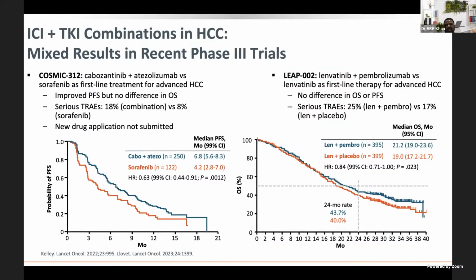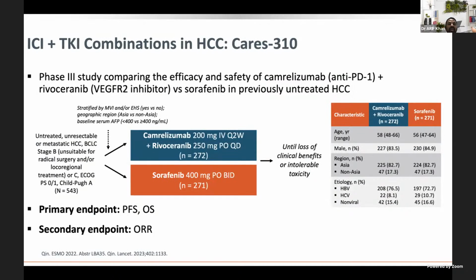And other trials like ICI combined with TKI were also studied. All have proven to be negative. COSMIC-312, Atezolizumab with Cabozantinib, improved the PFS but not the OS. LEAP-002, again Pembro Lenva, showed no difference in OS or PFS.